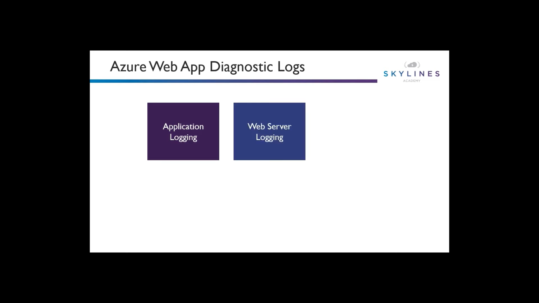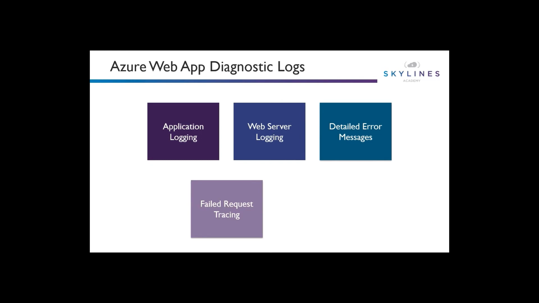We've got web server logging, which is the raw HTTP request data in W3C extended format. We've got the detailed error messages, and these are copies of the .htm error pages that would typically be sent to the client browser, essentially anytime an HTTP 400 or greater error occurs.